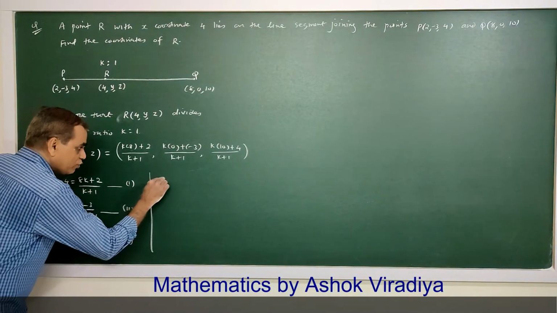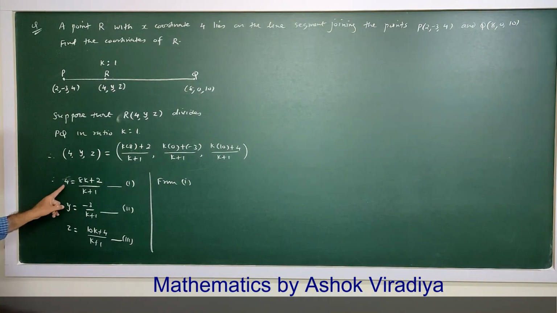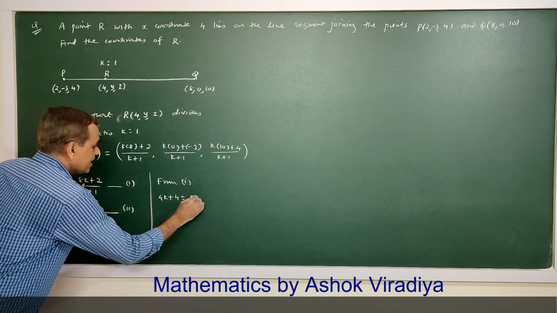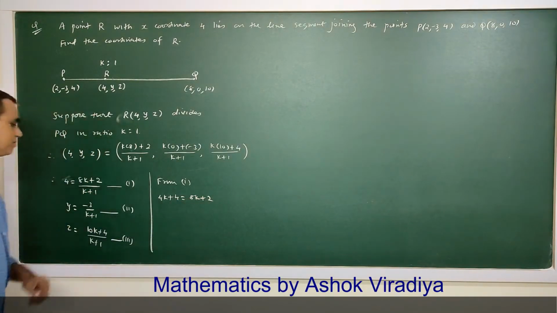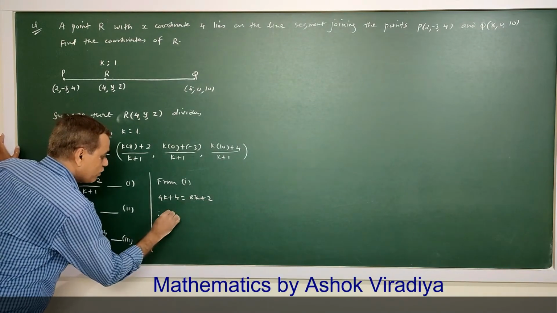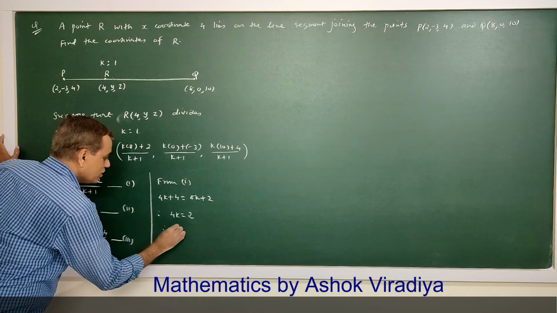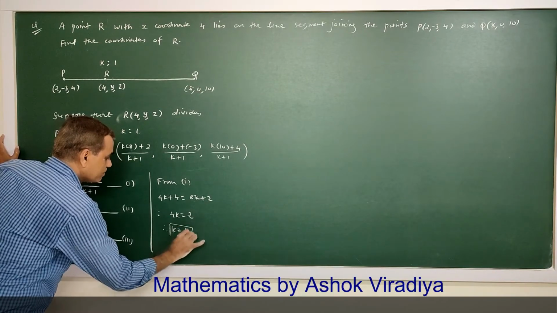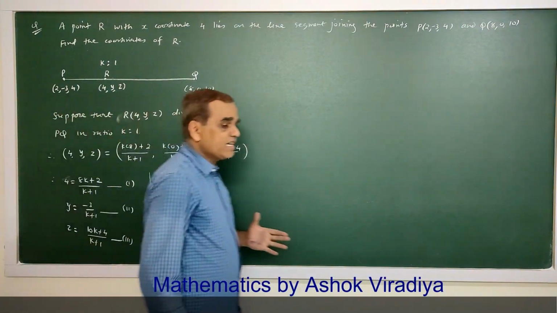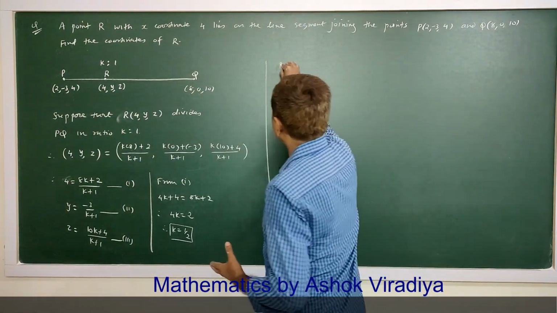Now from equation 1, from this equation 4k plus 4 is 8k plus 2. So therefore 8k minus 4k is 4k. 4k is 4 minus 2, which is 2. So k is 1 by 2. Putting k as 1 by 2 in equations 2 and 3.